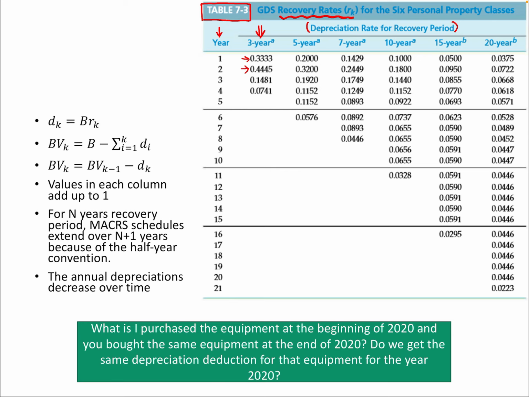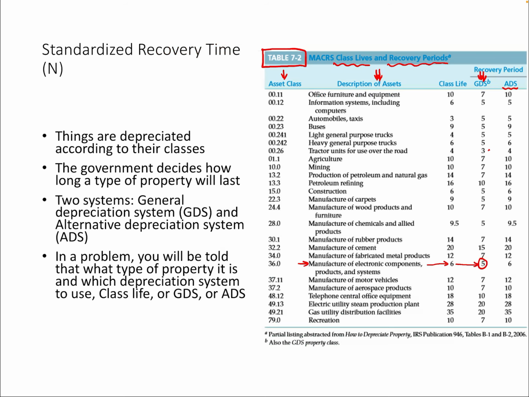Okay, so if you want to calculate the depreciation D for the first year, you just need to use the B times this R1. So this is the R1 for the property under the 3-year recovery period. Okay.